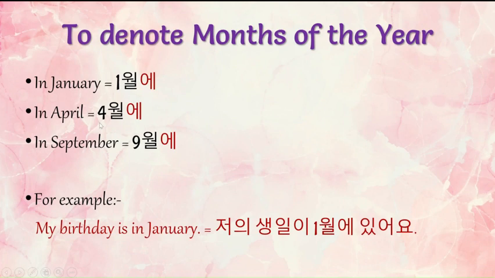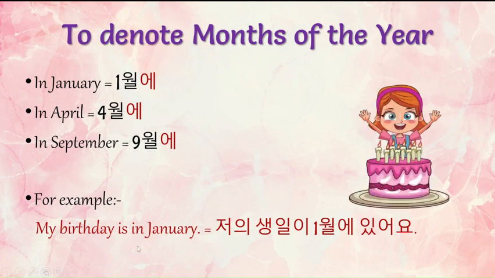In April, 4th month, 4 is 사. So it is going to be 사월에. In September, 9th month, it is going to be 9월에. Okay, so this is how you use the particle 에. Now for example, you have to say my birthday is in January. You would say 저의 생일이 1월에 있어요. My is 저의, birthday 생일, and in January is 1월에, and to be in January we have to use 이다. So it is going to be 있어요.